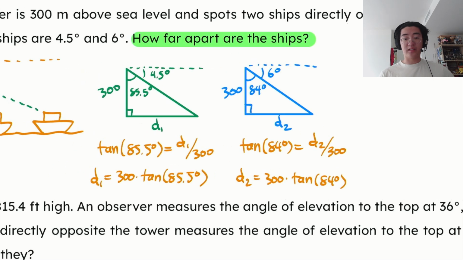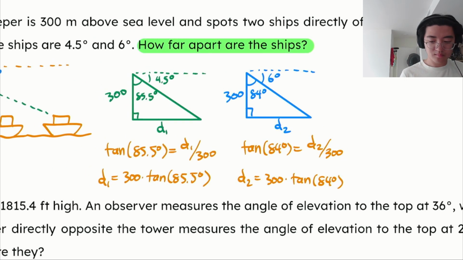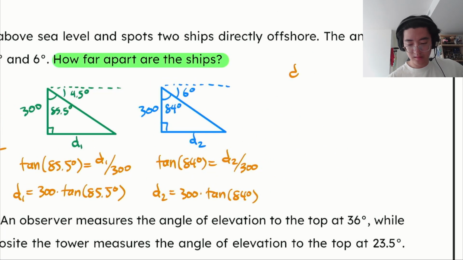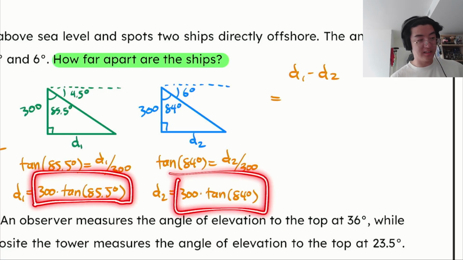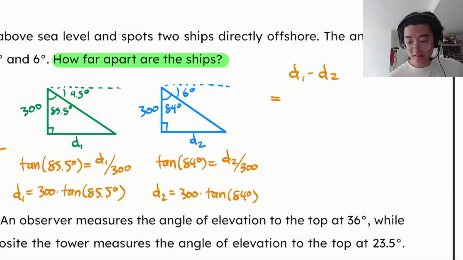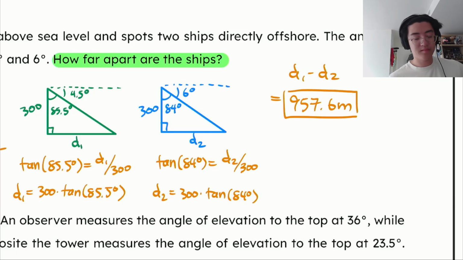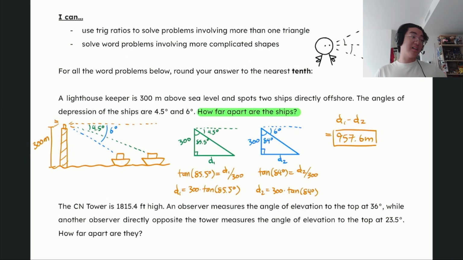Right, and then we just subtract the two distances. Right, so D1 minus D2. So now we just do this in the calculator, subtract this in the calculator. Which is this, rounded to the nearest tenth. Right, just like that. So you can see here, it's the exact same idea with the trig ratios. Right, it's just we are doing more steps.